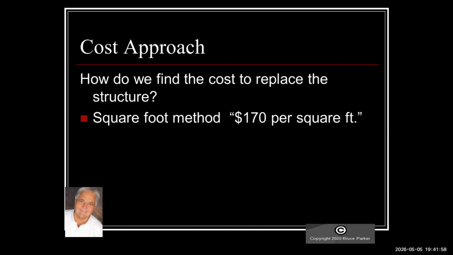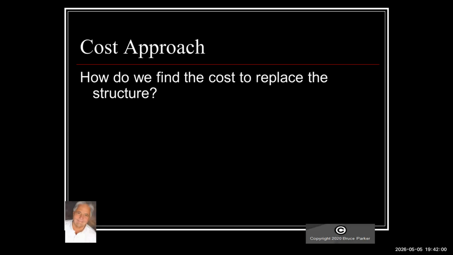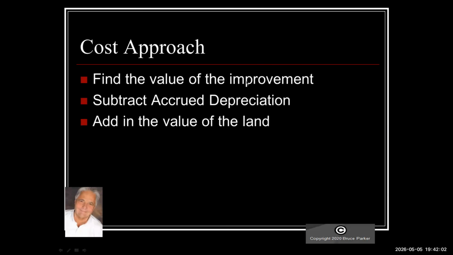So again, let's look at this. What do we do here again? Find the value of the improvement. So we find what the value is of our imaginary building. We look at our real building and we subtract accrued depreciation, wear and tear, functional obsolescence, and external obsolescence. And then we add back in the value of the land. And that gives us the value of the house where George Washington slept when he was crossing the Delaware River to surprise the Hessians on Christmas Day.